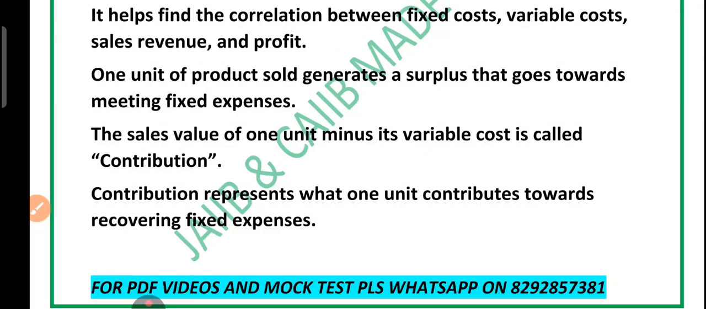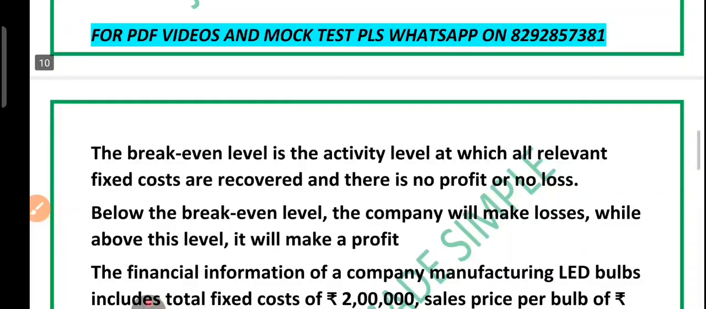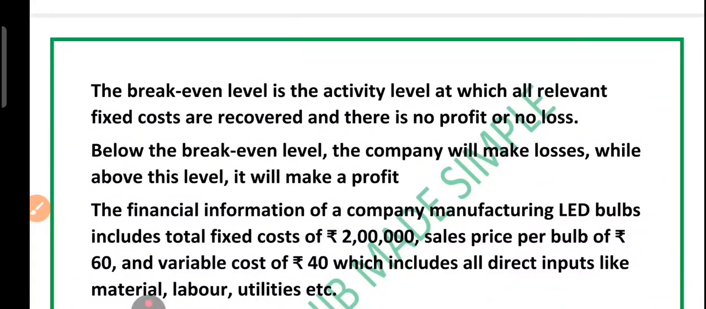This contribution first goes toward covering the fixed expense. So one unit of product, whatever you sold, gives you contribution. The contribution formula is very simple, selling price minus variable cost. This contribution first goes toward covering the fixed cost. Once fixed costs are fully covered, any extra contribution turns into profit, right? That is the point. So the formula for contribution is sales price per unit minus variable cost per unit.